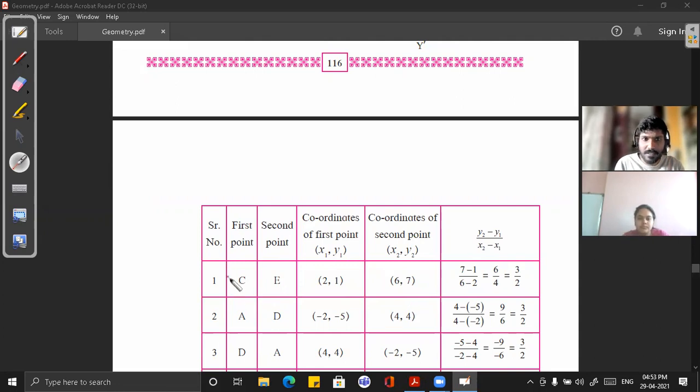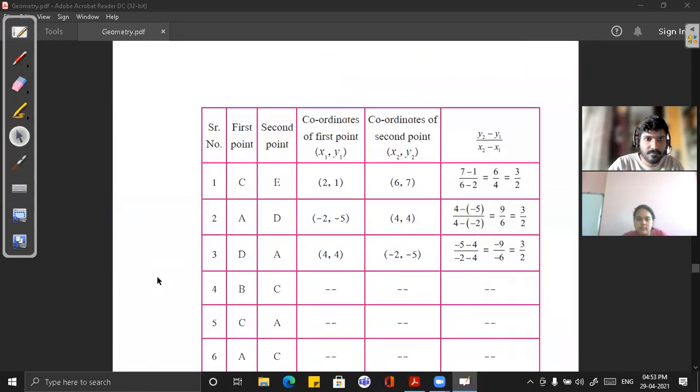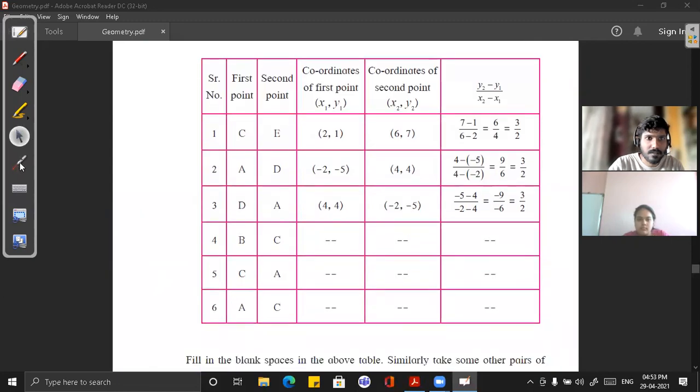Then same thing for AD. That means you have to find the slope of AD. A coordinates is (-2, -5) and D coordinates is (4, 4). So this becomes x1, y1, this becomes x2, y2. You have to use the formula and find out the slope here. Understood this? Okay, now you will see the fourth one, that is B and C.